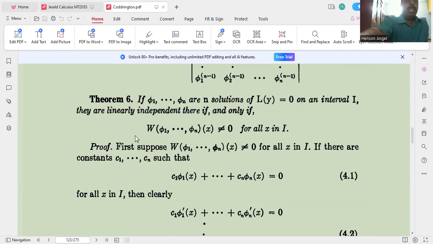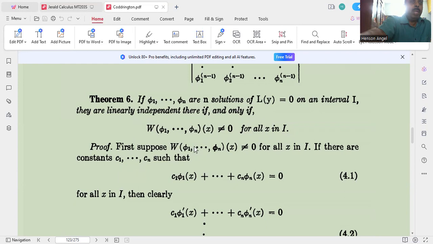Now we are going to see the following theorem. If phi 1, phi 2, phi 3, ..., phi n are n solutions of L(y) = 0 on an interval I, then the solutions are linearly independent if and only if the Wronskian function of x is not equal to 0 for all x in this interval I. Now we are going to see the proof.